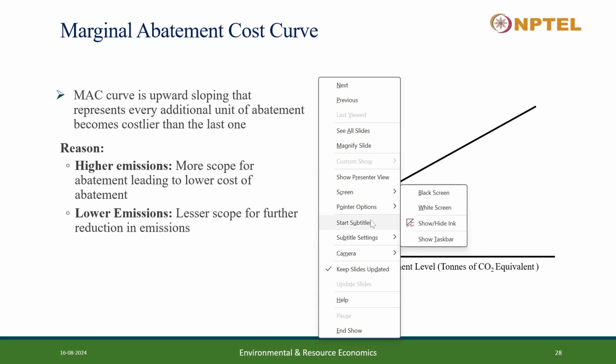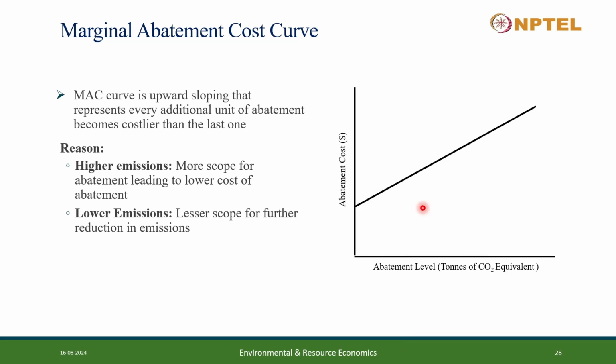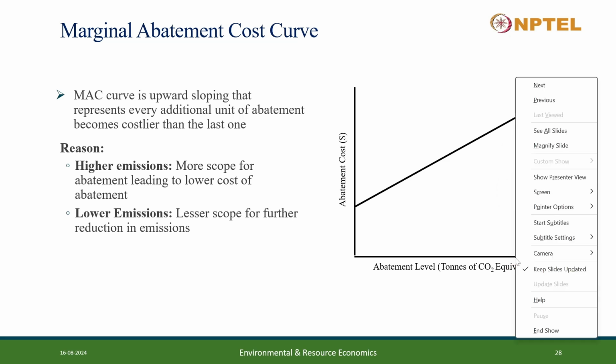So why is it upward sloping? Here what we are trying to say is that when the emission is very high, the per unit cost of reduction is low because there is higher scope of abatement. So for any firm, if it emits a lot of emission, then their abatement cost is lower. However, if a firm had already reduced its emission to this level, let's say that this is my X level, then for this firm, it's very hard.